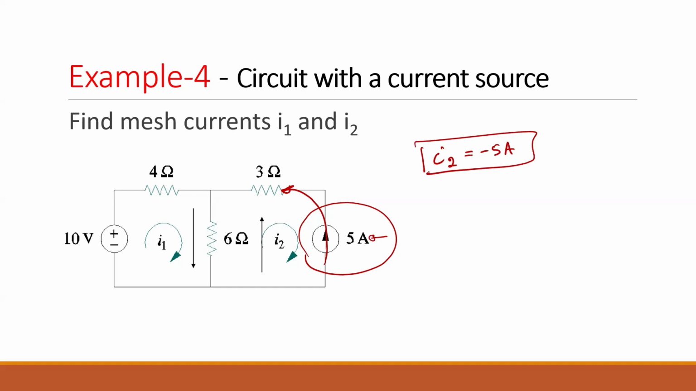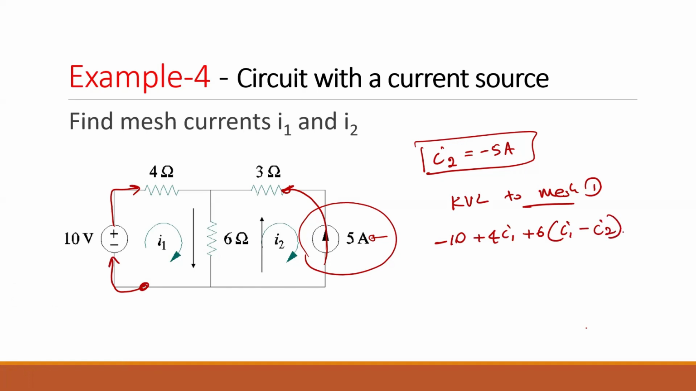Even though we can't apply KVL to mesh 2, we already know I2. So you only need to do the KVL to mesh 1. When you apply KVL to mesh 1, you start at a point and you go around like in the previous one. So 10, negative 10, then it is going to 4. So that is 4 times I1 plus 6 times (I1 minus I2) is equal to 0.